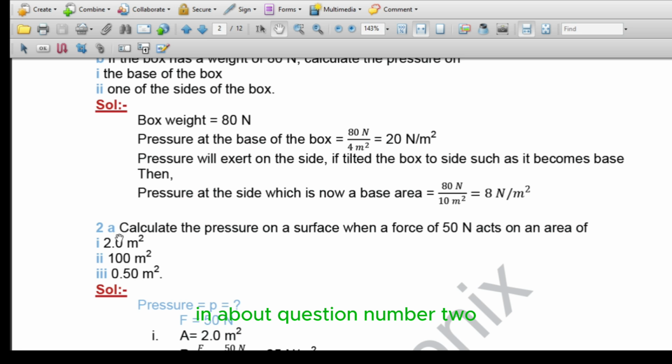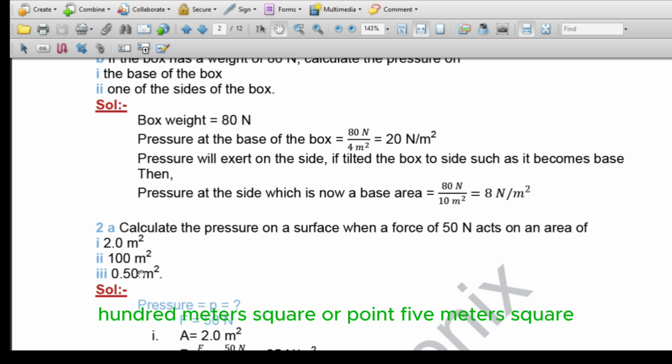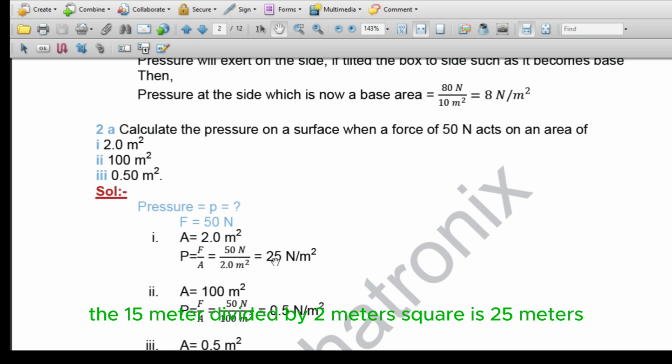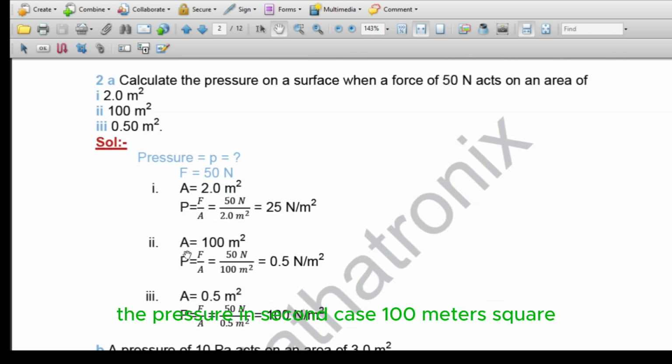In question number 2, calculate the pressure on the surface when a force of 50 Newton acts on an area of 2 meter square, 100 meter square, or 0.5 meter square. In case 1, 50 Newton divided by 2 meter square is 25 Newton per meter square. In the second case, 50 Newton divided by 100 meter square is 0.5 Newton per meter square. In the third case, 50 Newton divided by 0.5 meter square is 100 Newton per meter square. So we can see that the force is the same while the area is different, and the smallest area gives the highest pressure, in case number 3.